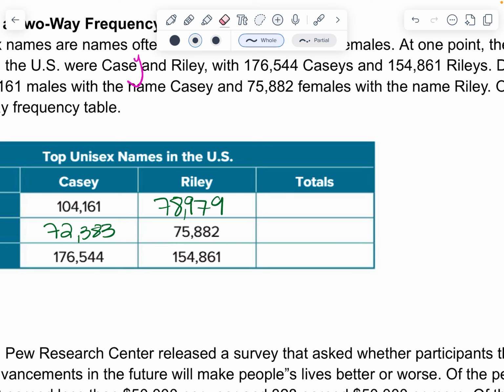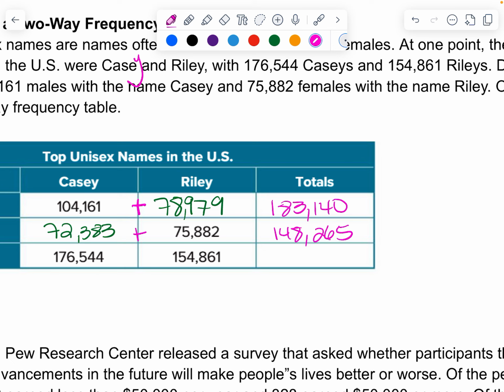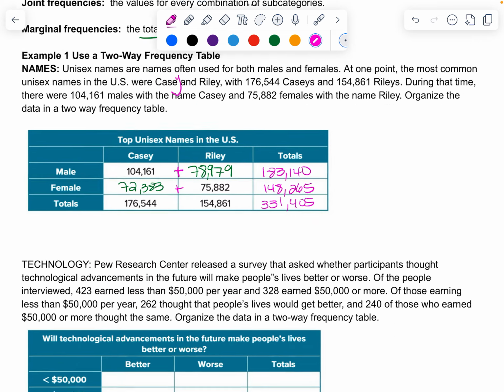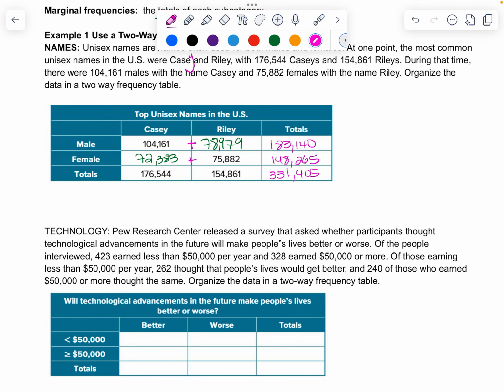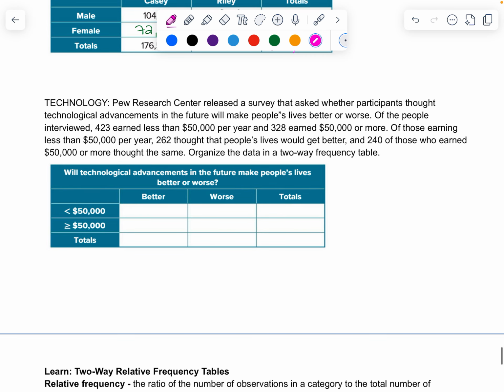No. So now I'm going to go across. I'm going to add these to get the totals. So if I add them, I should get 183,140. If I add these two, I should get 148,265. And then if I add straight down or straight across, I should get the same amount, 331,405. And you just did a two-way frequency table.